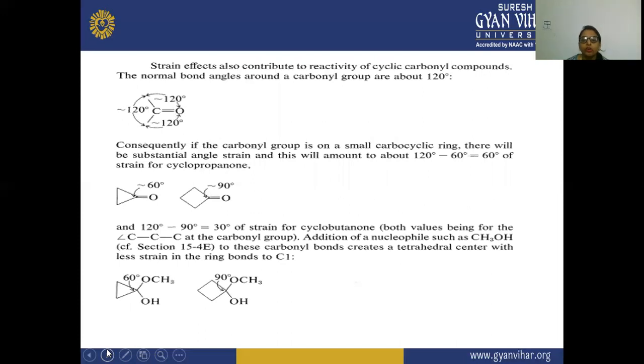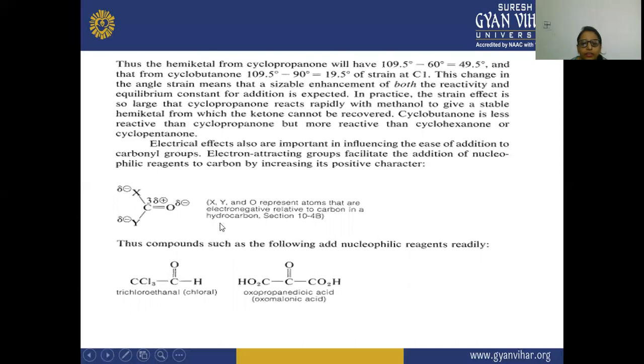Strain effects also contribute to the reactivity of cyclic carbonyl compounds. So here you can see this is your normal bond angle, and here you can see this is your 60-degree angle, and this is showing the 90-degree angle. So here the addition of a nucleophile such as ethyne to these carbonyl compounds creates a tetrahedral center with less strain. Next, cyclopropanone will relieve the angle strain, and likewise cyclobutanone.